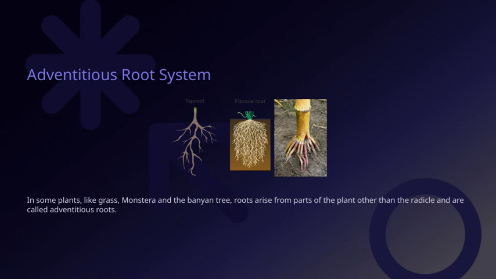For example, in the case of the banyan tree, adventitious roots help support its massive structure by anchoring it more securely. So, understanding adventitious roots is key to appreciating how diverse and adaptable plant systems can be, especially within the broader context of plant survival and growth strategies.